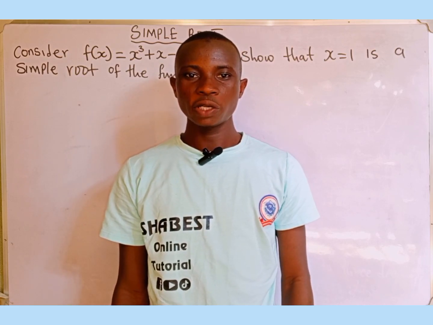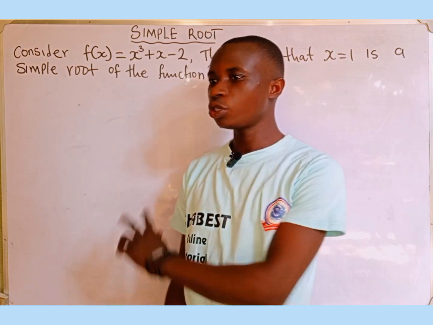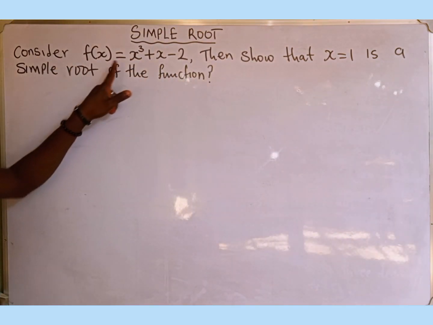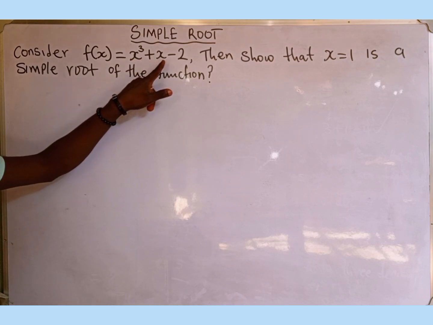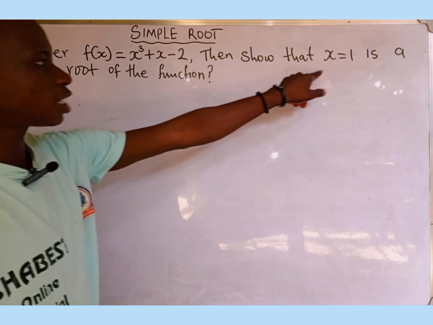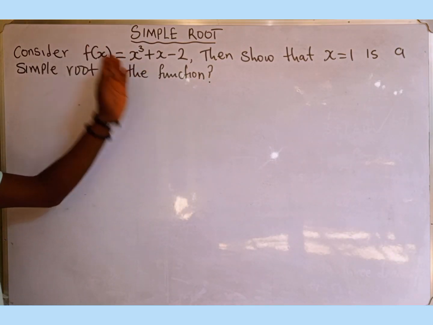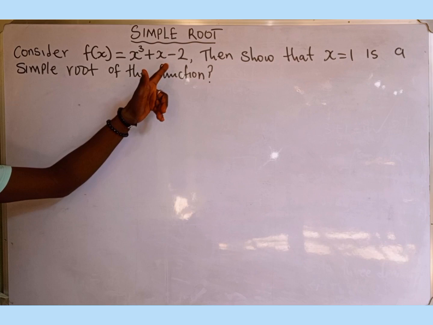In today's tutorial, we're going to learn how to provide a solution to this question on the board. The question reads: consider f of x is equal to x cubed plus x minus 2. Then show that x is equal to 1 is a simple root of the given function, which is x cubed plus x minus 2.